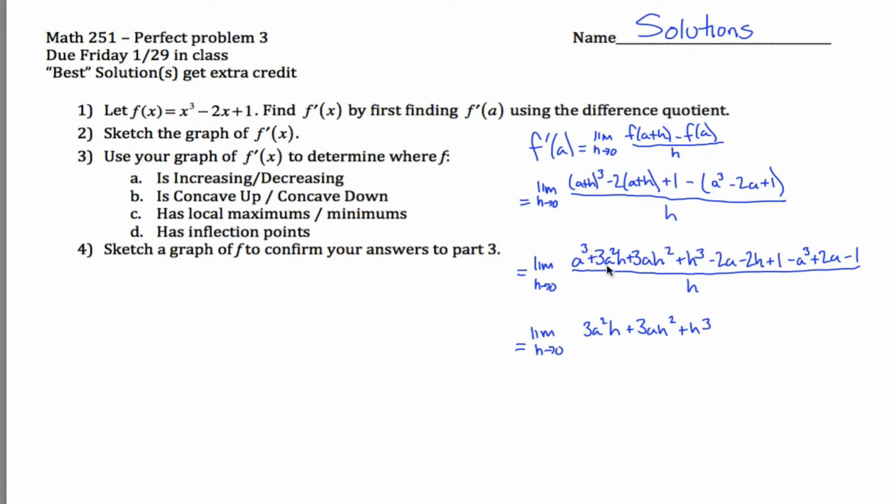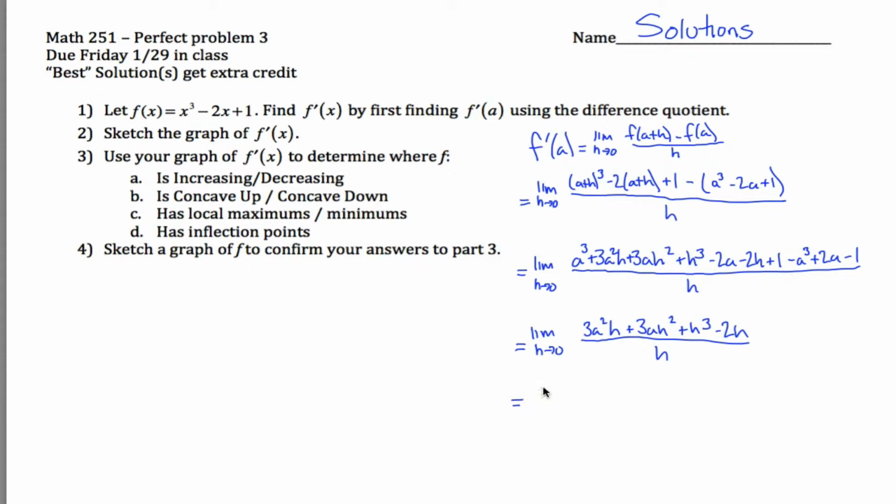So this I already canceled out. I wrote down those three. The minus 2a I can cancel out. And then I have this minus 2h right here. And then I have this plus 1, but this minus 1 cancels it out. This a cubed I already canceled with this a cubed. And this plus 2a I already canceled with this minus 2a. So I get that divided by h.